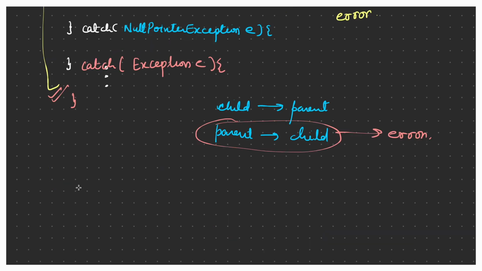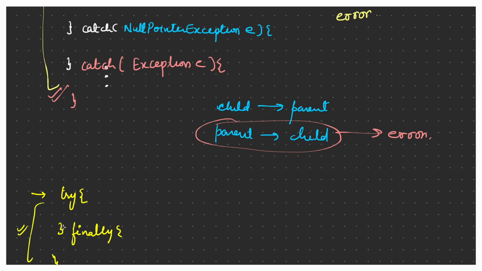Done. Now there is one very important point related to the finally block, which is that the finally block is always executed. We saw that there can be a try block and just a finally block, with no catch block.